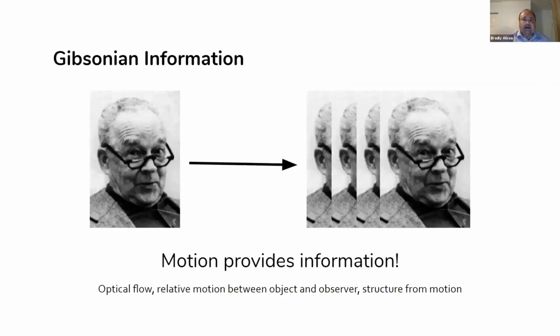And so I'm going to also introduce, before I wrap up, this idea of Gibsonian information. This is the way we view information coming into this embodied nervous system. And so the key to Gibsonian information is that motion provides information. So what that means is it could relate to optical flow or relative motion between the object and observer.